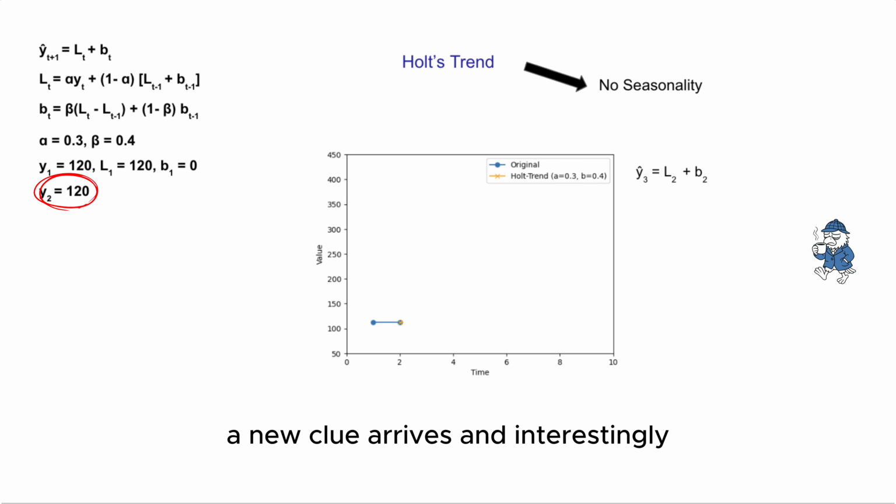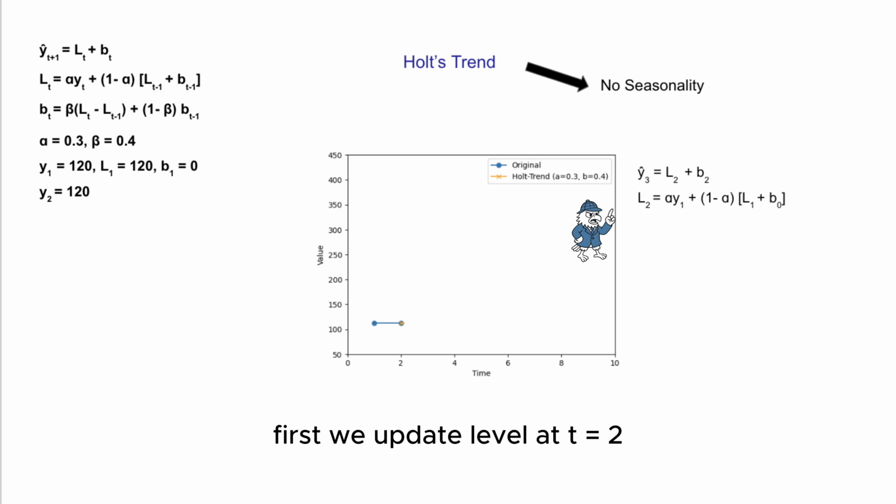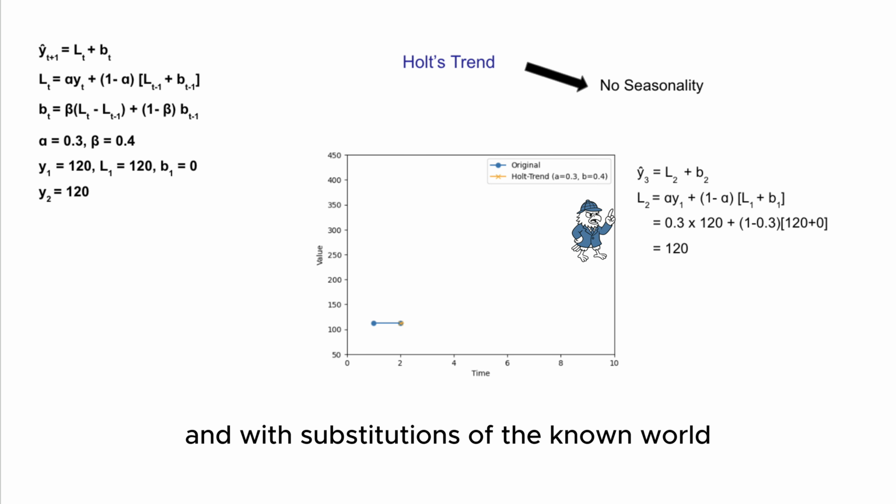All right, detectives, a new clue arrives, and interestingly, it's exactly the same as before. Let's see how Holt's trend reacts. First, we update level at t equals 2, and with substitutions of the known world, we get, no surprise, nothing changed. Same observation, same belief.